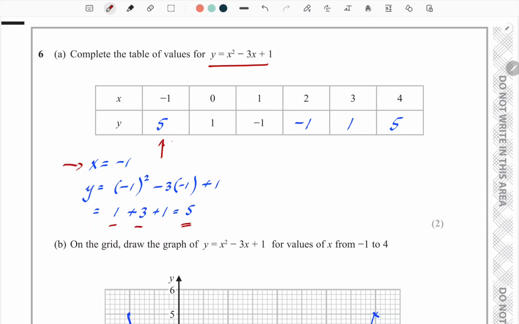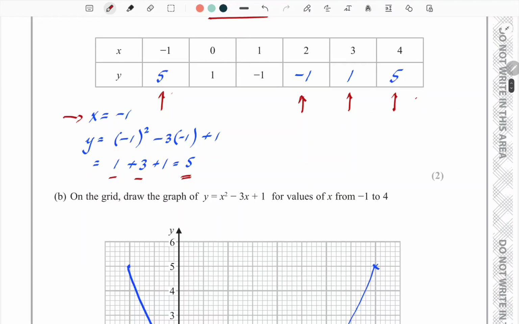Same process. They don't expect you to write that out for every single one. If you do it once just to demonstrate your method, then if there's any slip up or arithmetic error, they might be more sympathetic and give you at least 1 mark. But hopefully you shouldn't need to rely on that. So doing the same thing for 2, you get minus 1. For x equals 3, you get 1. X equals 4, you get 5.